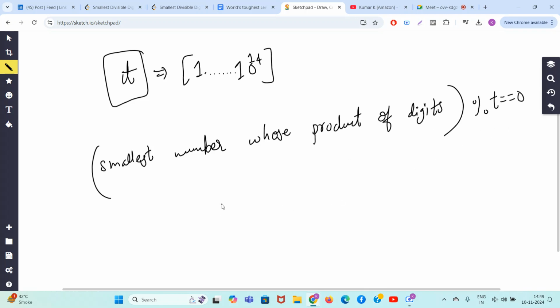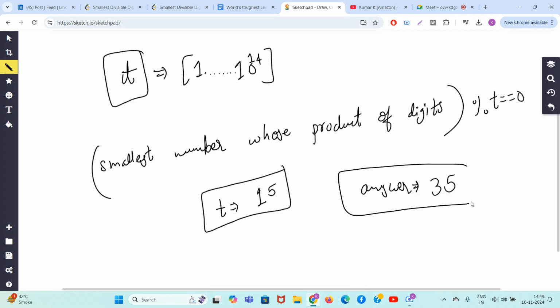So let's say t is equal to, okay, let's take a number like, let's say 15. Now, how will you find out the smallest number whose product of digits is divisible by 15? The correct answer is 35. Why is the answer 35? Well, you can see that the product of the digits is 3 into 5, 15. And 15 is divisible by 15, right?